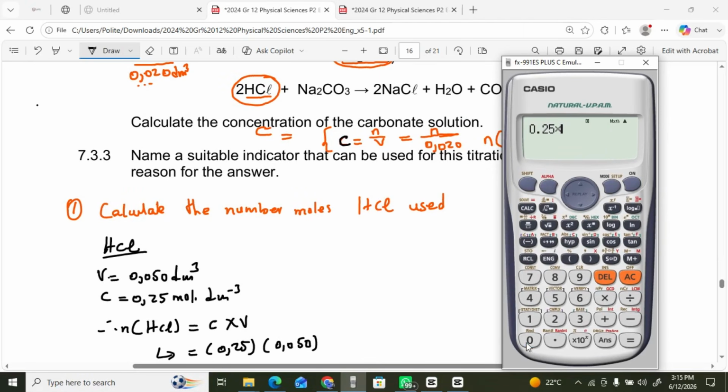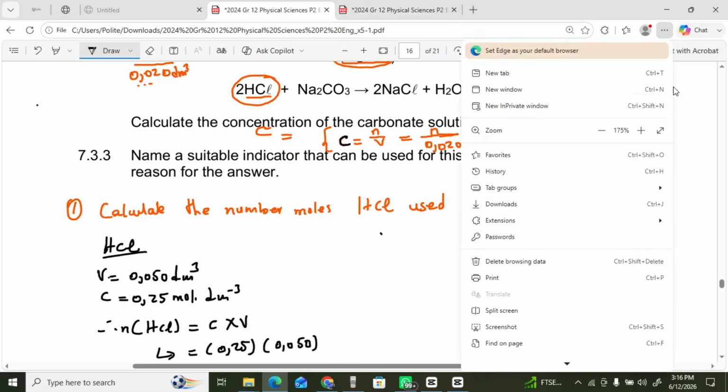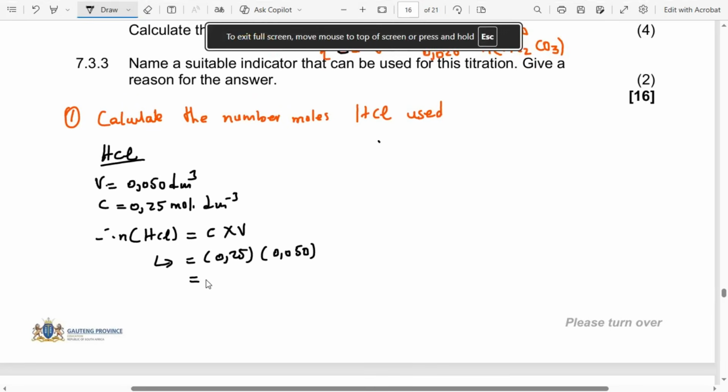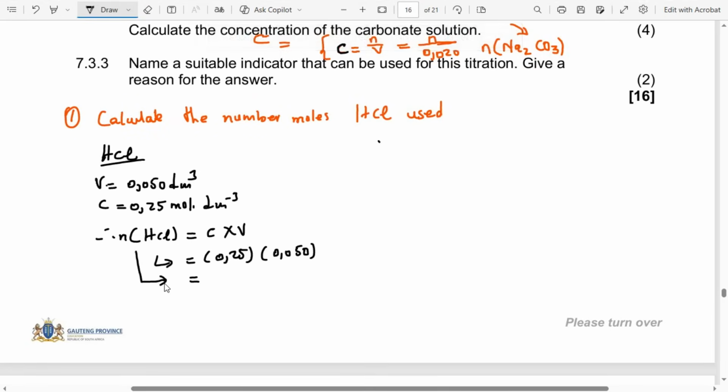Let's quickly multiply the two and see what we get. 0.25 multiplied by 0.05 is just 0.0125 mole. So this is the number of moles of what? HCl, I'm sorry. So now this is 0.0125 mole. This is the number of moles of hydrochloric acid.